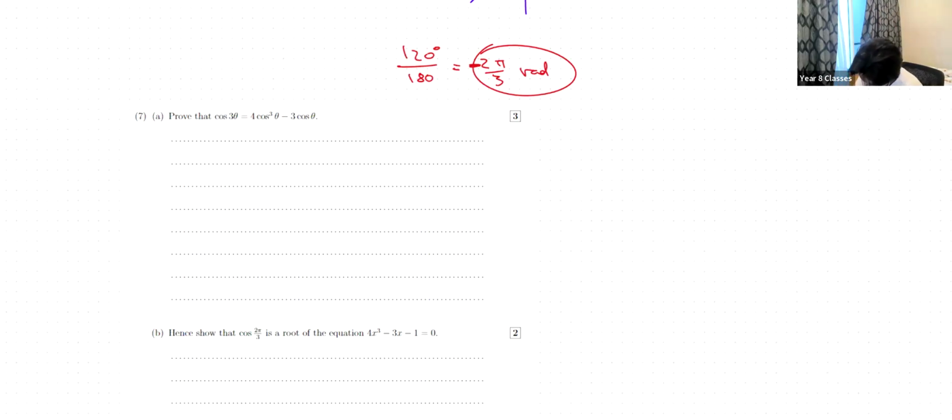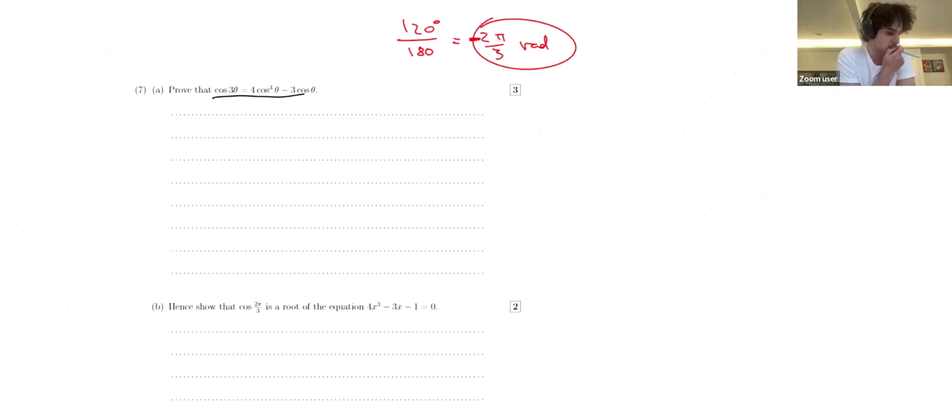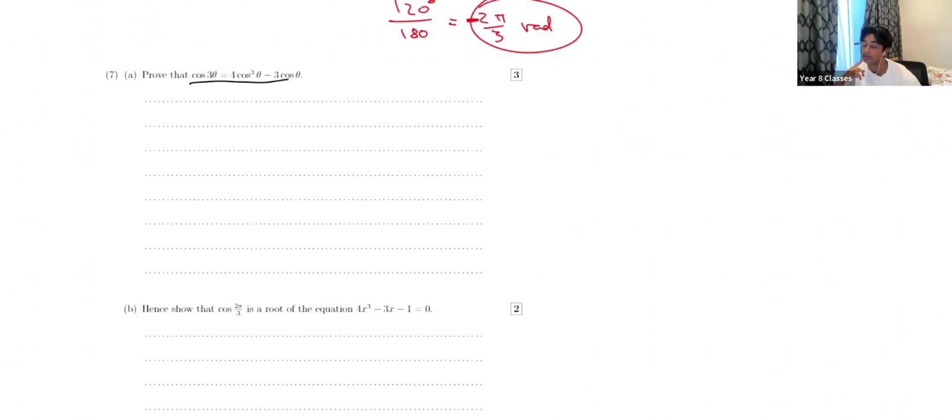Okay, so for this question, we're trying to relate cos 3 theta to base cos thetas. What is your thought process so far? Do you use the cos A cos B rule? As in cos A cos B equals one half of cos A minus B plus cos A plus B.